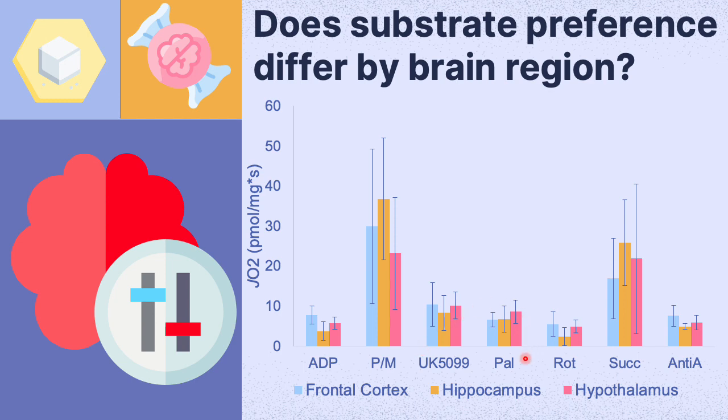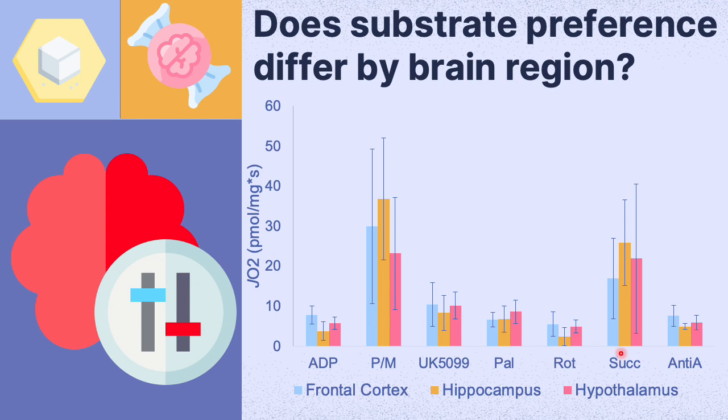I then added in a fat fuel, palmitoyl carnitine, which is a long-chain fatty acid. As you can see, it doesn't seem the brain really likes to use this as a fuel in any of the brain regions, and the flux actually dipped a bit from that UK5099. I then added in rotenone, which is a complex 1 inhibitor, and this means that only complex 2 thereon would be contributing to the flux that we're seeing.